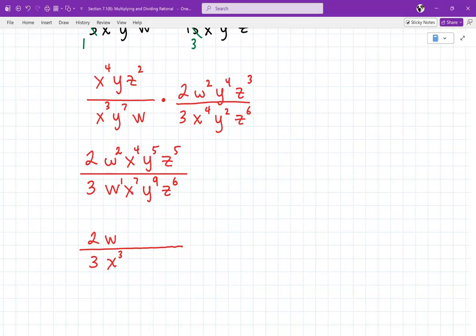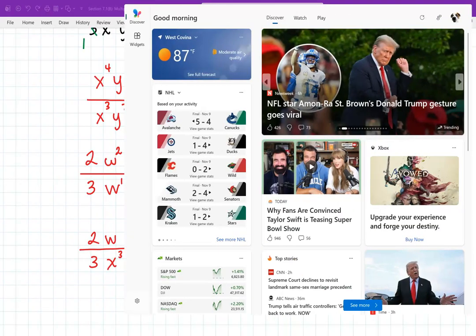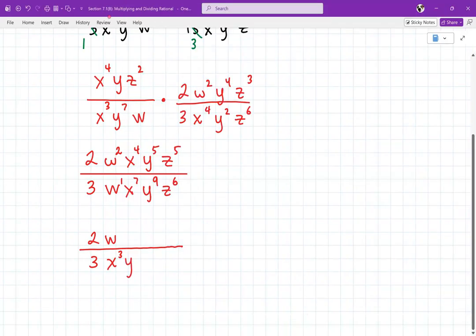All right. What about y? Y to the fifth divided by y to the ninth. That's y to the fourth, but it's negative, right? 5 minus 9 is negative 4. So that's going to be y to the fourth in the denominator. And then z to the fifth over z to the sixth. Well, 5 minus 6 is negative 1. So that means the z goes to the bottom, and it's a first power. So it's just z.